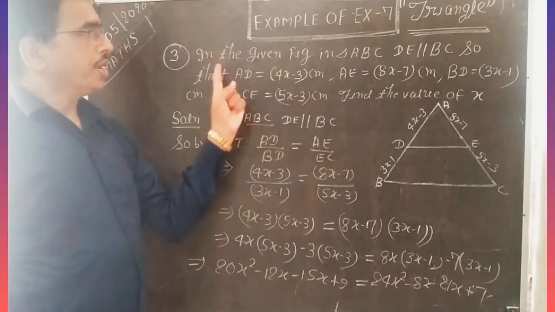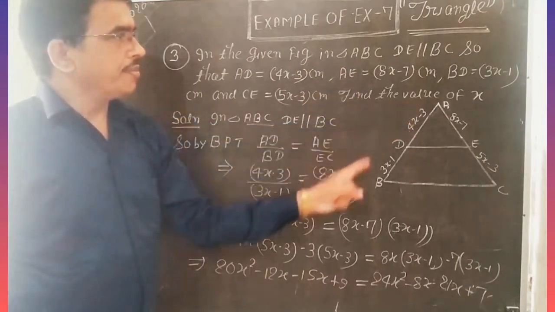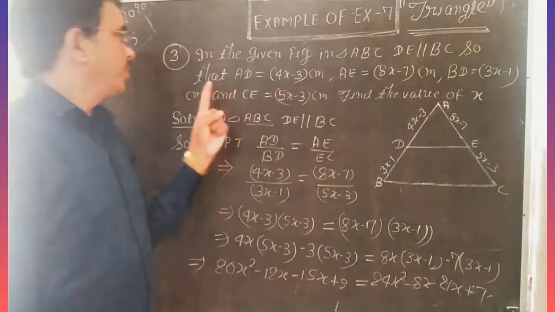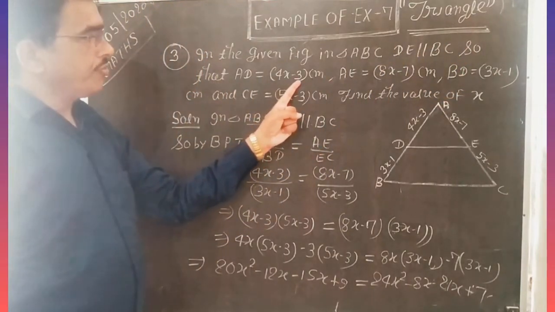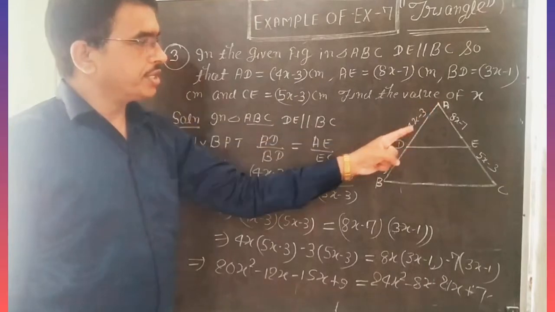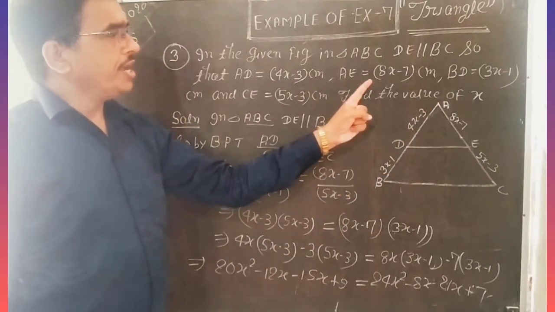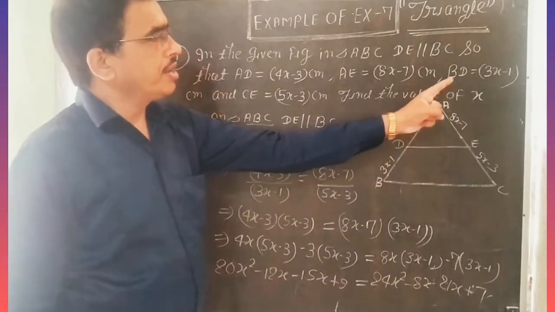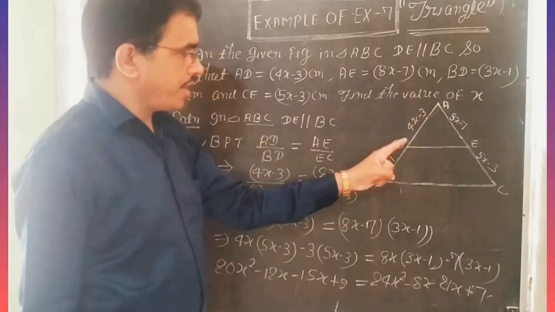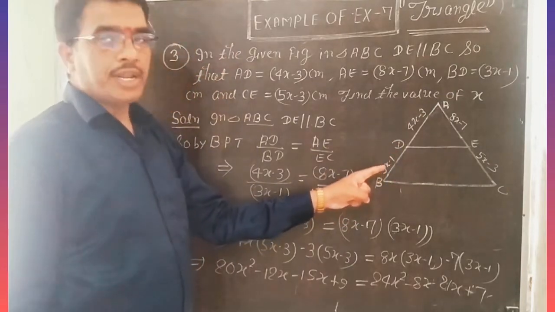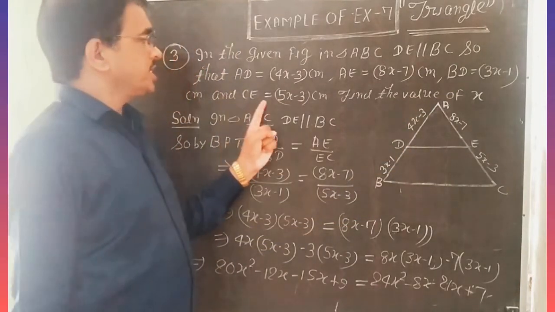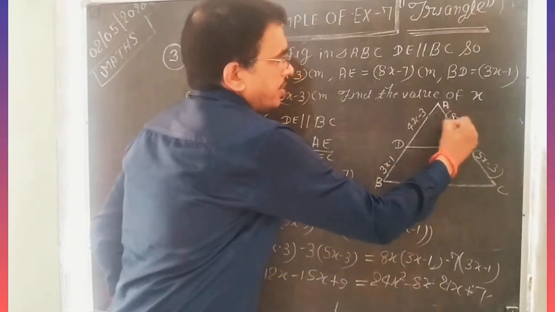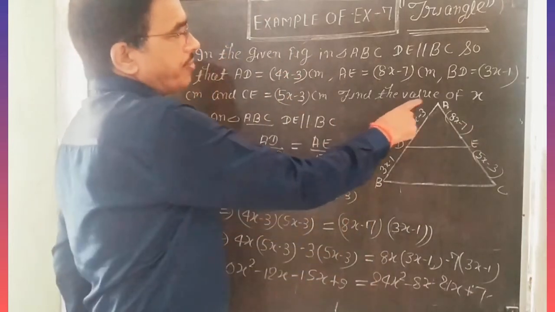Now, in the given figure in triangle ABC, DE is parallel to BC. AD is equal to 4x minus 3 cm, AE is equal to 8x minus 7, BD is equal to 3x minus 1 cm, and CE is equal to 5x minus 3 cm. It is given that, then find the value of x.